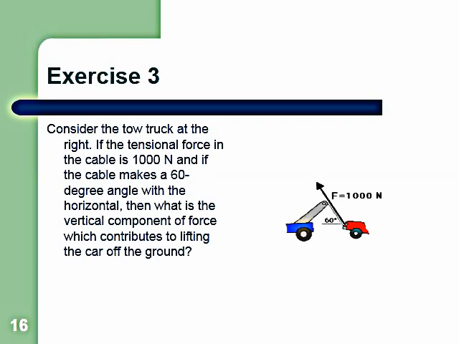Okay, the way I do it might not be the way you do it, but that's the way I'm going to do it. I'll just look at the values I have. I have 1,000 newtons, which is the tensional force, and it's a 60-degree angle from the horizontal, so I would start drawing a triangle. Okay, so we've got your 60 degrees here.